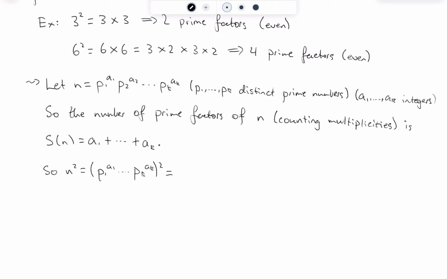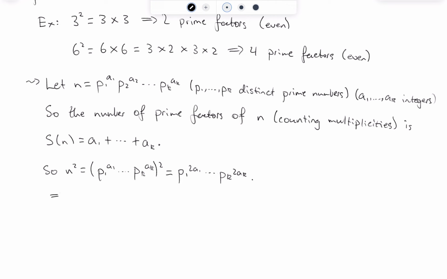So it becomes P1 to the 2A1, all the way up to PK to the 2AK. So you just multiply each of the AIs by 2.